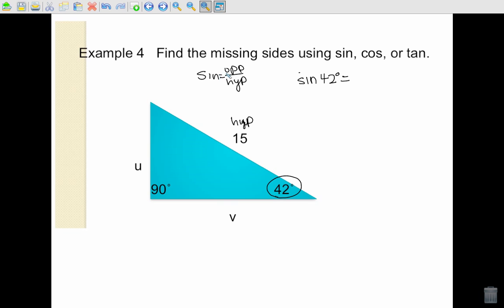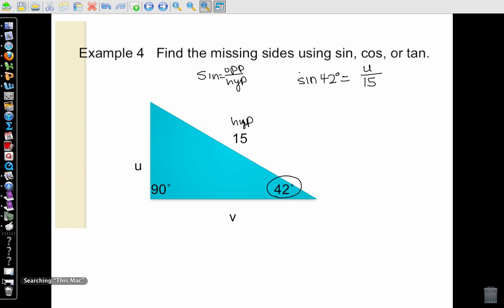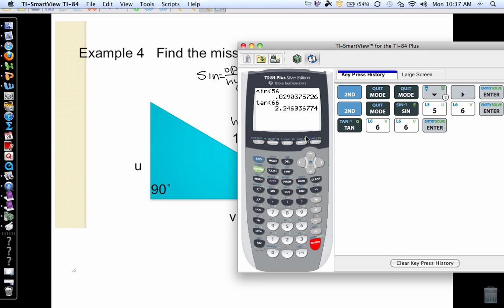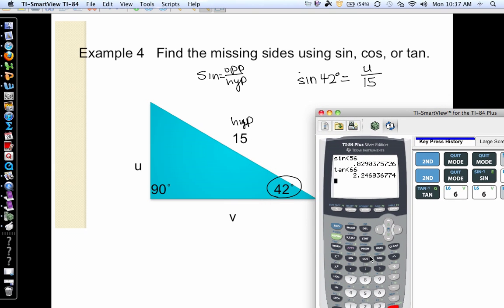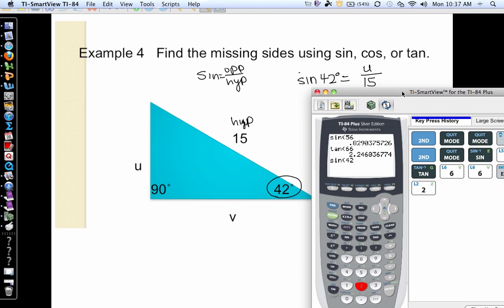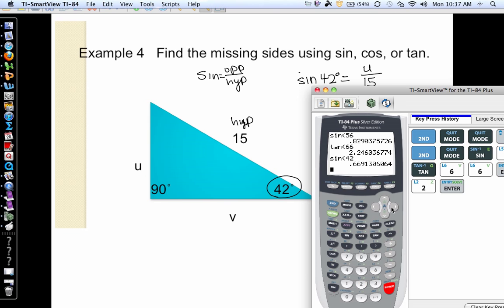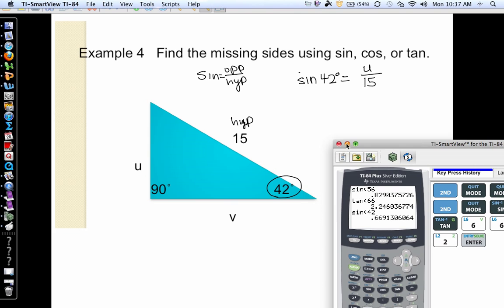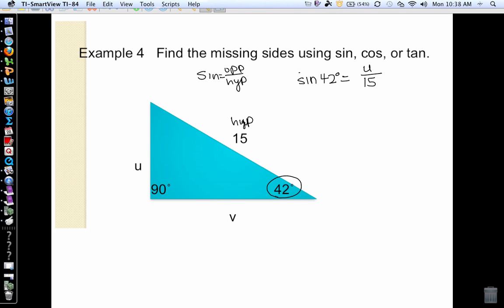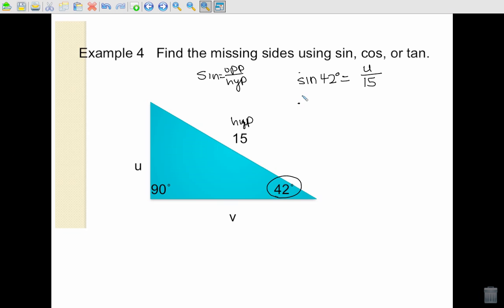Now remember that sine is opposite over hypotenuse. Okay, so I'm going to take opposite 42, which is u, and the hypotenuse, which is 15. Then I'm going to use my calculator, and I'm going to find the sine of 42. So I'm just going to type in sine 42 and hit enter. And that is 0.6691.